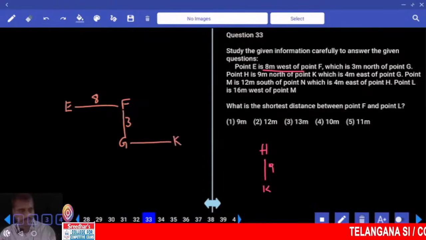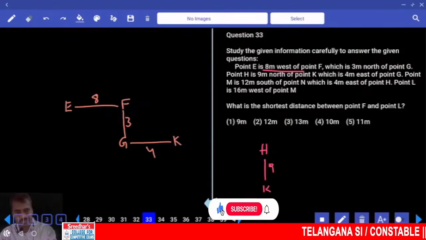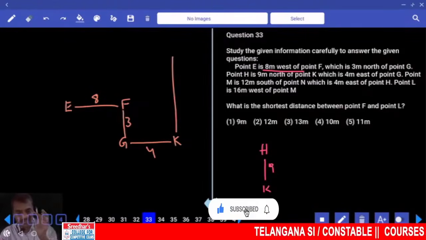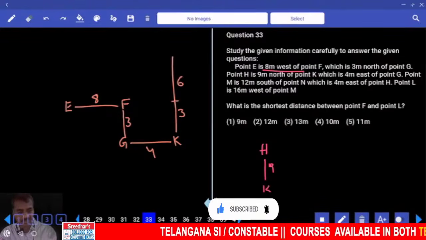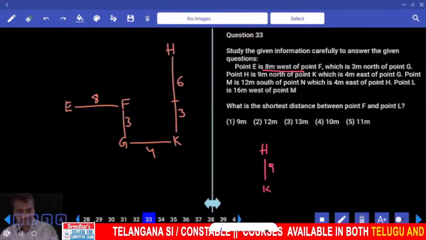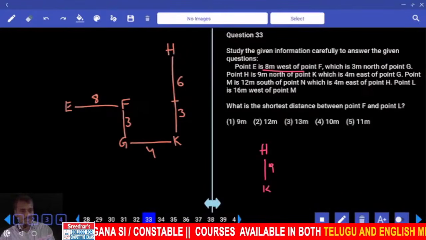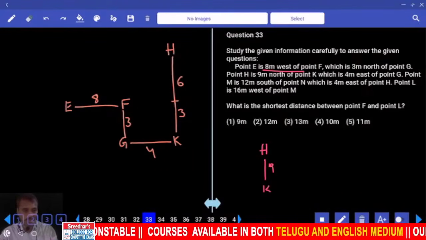Now this is K, which is 4 meters. Now this one, what is this, H? 9 meters. 9 meters means this is 3 and this is 6. Now this is H, which is 9 meters, to the north of K. K is 4 meters.